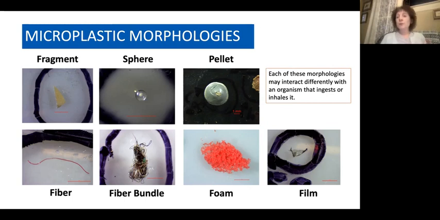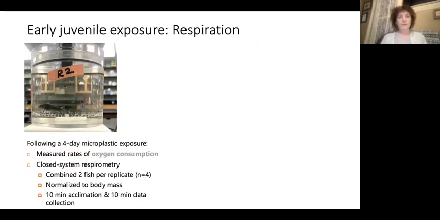So each of these morphologies, and looking at them, it's pretty obvious that this would be true, each of these morphologies interacts differently with an organism that ingests or inhales it. The shape can dictate what the plastic ends up doing in that organism's body, what types of potential toxicity it exerts, how easy it is to excrete.